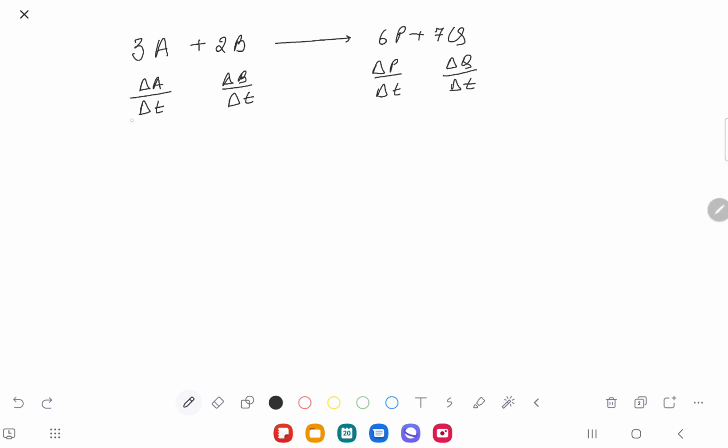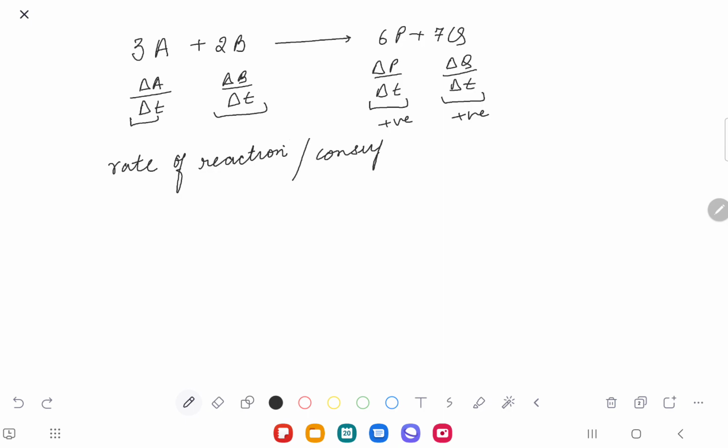Exactly, for A and B, because they're reactants, they're getting consumed. So their final concentration would be less than the initial concentration. Yes or no? And what would happen to P? Their signs would be positive. Okay. But there's a rule. The rule says, Shruti, that the rate of the reaction, no matter what kind of rate you are talking about, whether the rate of reaction, the rate of consumption, or the rate of production, no matter what rate you are talking about.